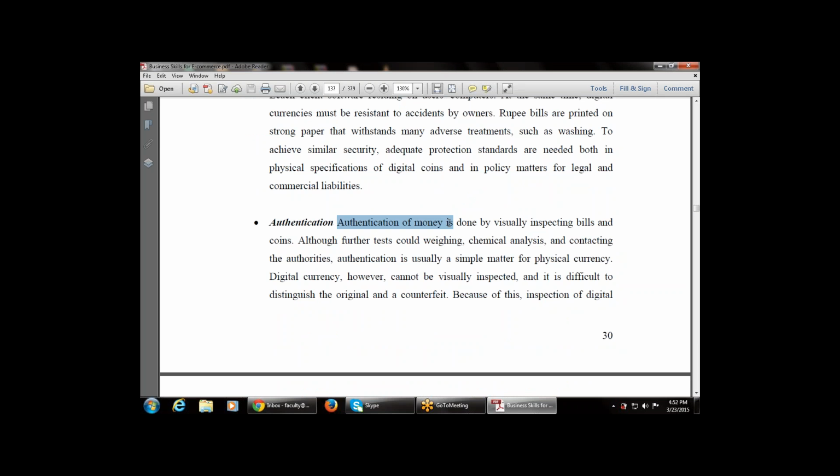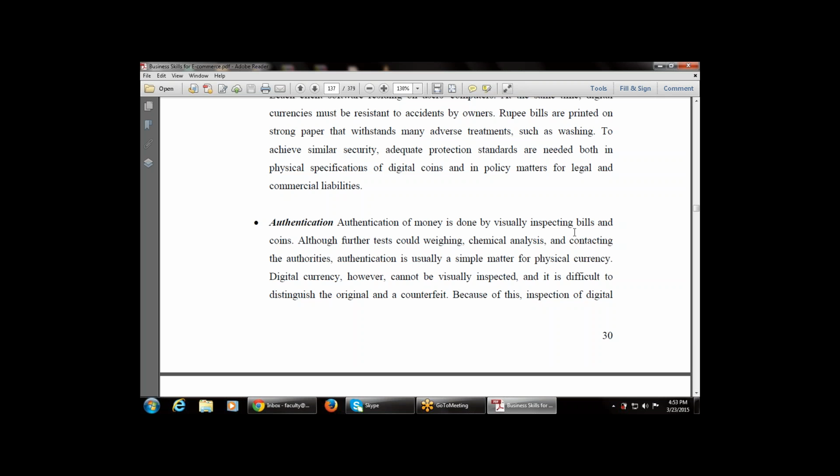So this says authentication of money is done by visually inspecting bills and coins. So if I say I am an authenticated user, that means I have full rights, full liability, full authority to include into the money, to make the e-payment system. That's why I am saying that I am an authenticated person. So authentication of money is done by visually inspecting bills and coins. Visually inspecting means by seeing with the help of the eyes, for inspecting the bills and the coins.